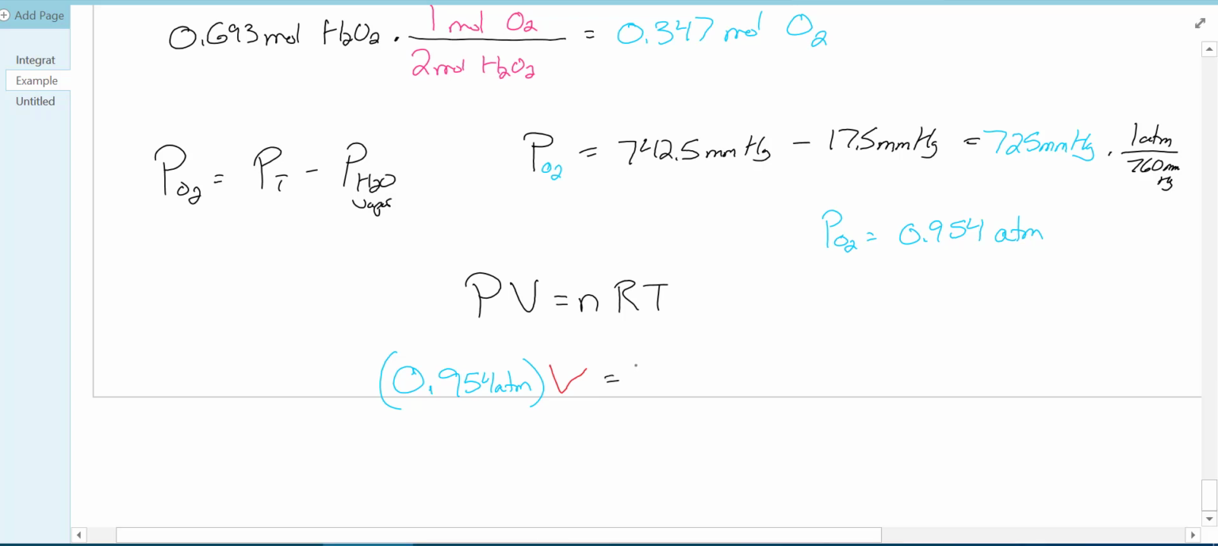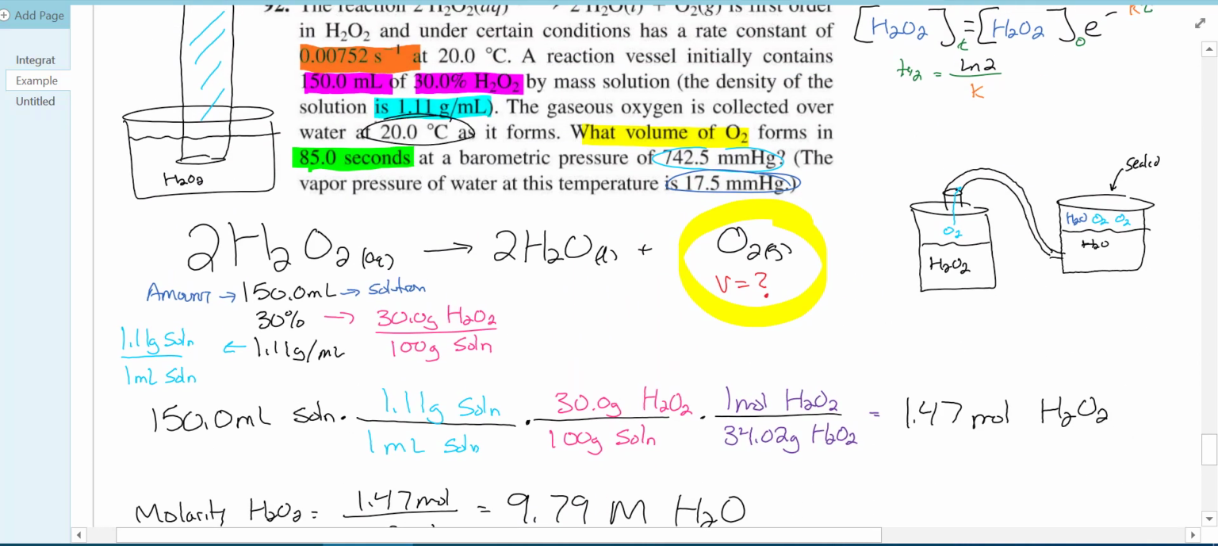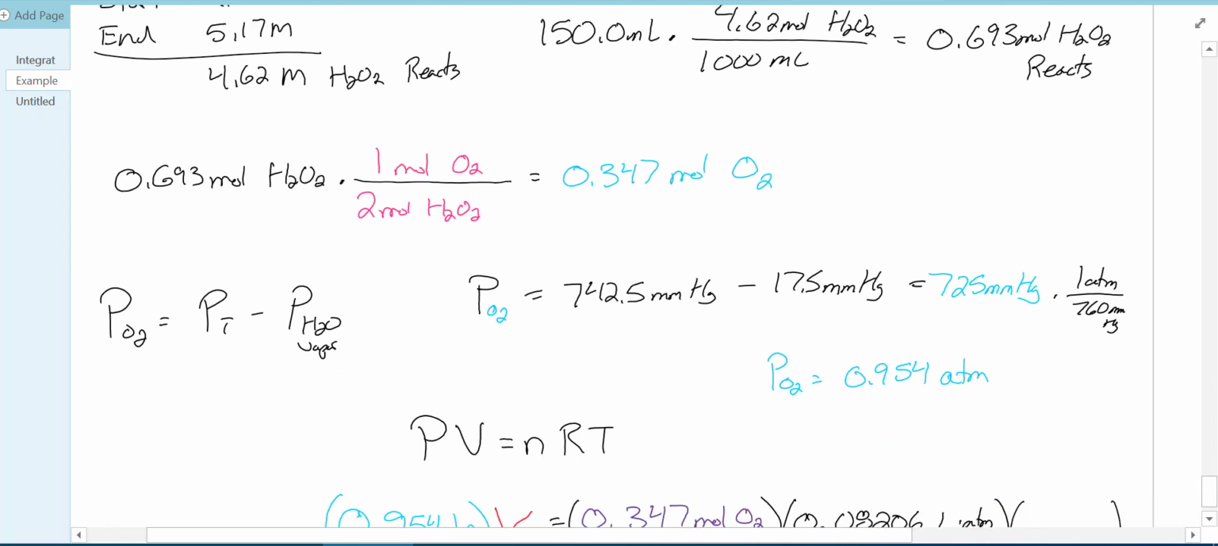n is, we just calculated, 0.347 moles of O2. R, of course, is 0.08, that's almost looking at a 1, 0.08206 liters atmospheres per mole Kelvin. And the temperature, go back up to the problem. What's that temperature? 20 degrees Celsius. Can we use 20 degrees Celsius? Of course not. So what is that temperature?